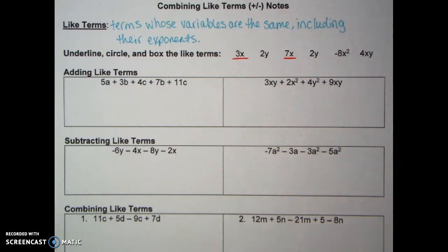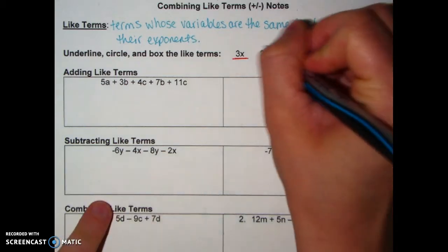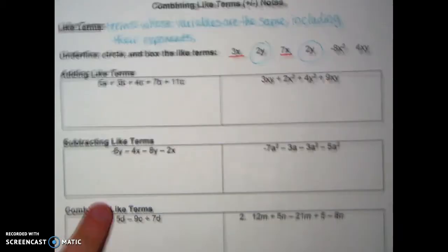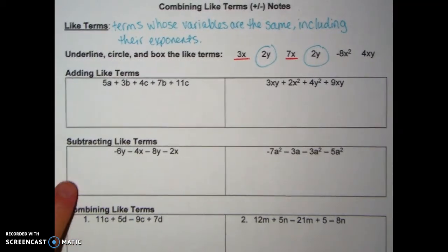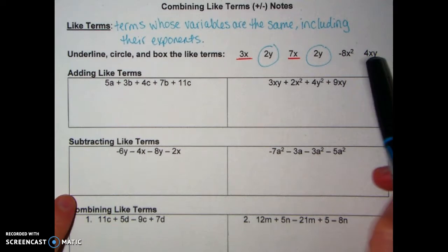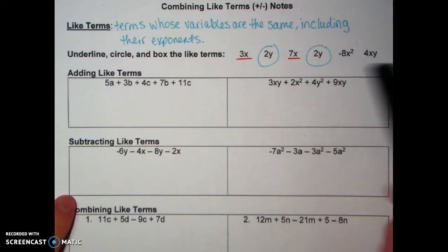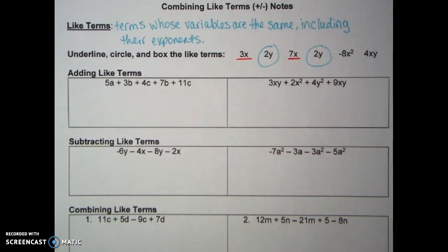And the xy is not a like term because it has that y with it. Now there are two y's right here. Those are like terms. Okay? So if we were adding, we could add those together. These two at the end, they're not like terms together or anything, so I'm not even going to box them or anything.